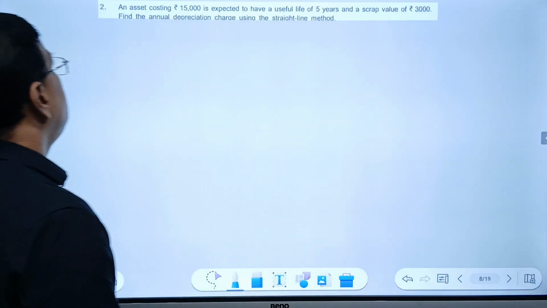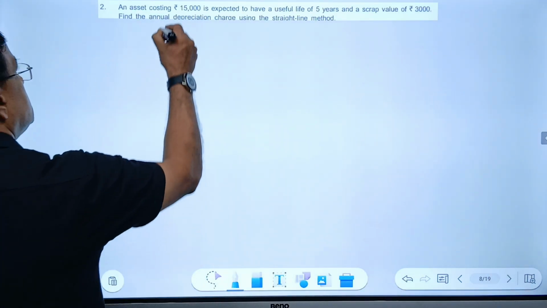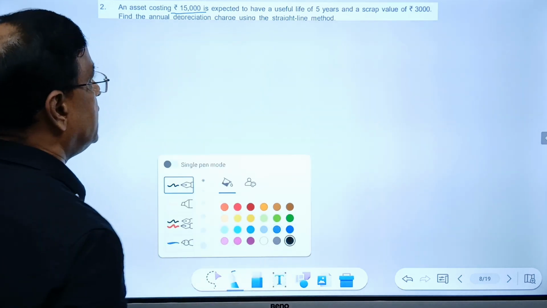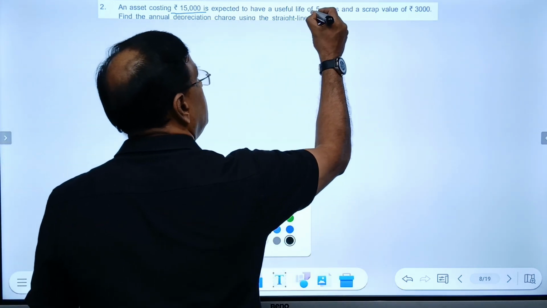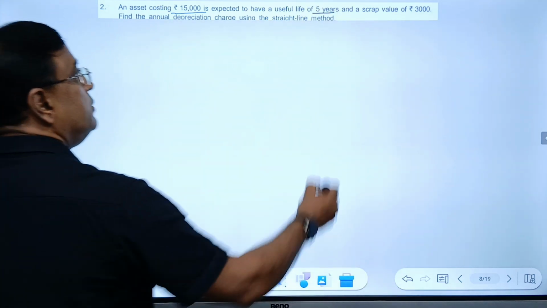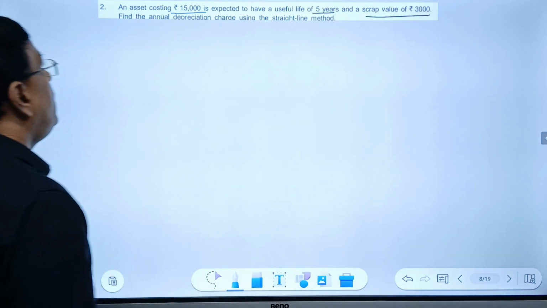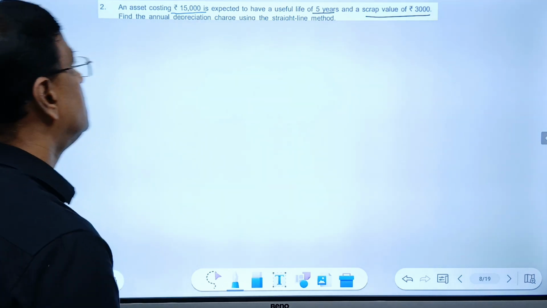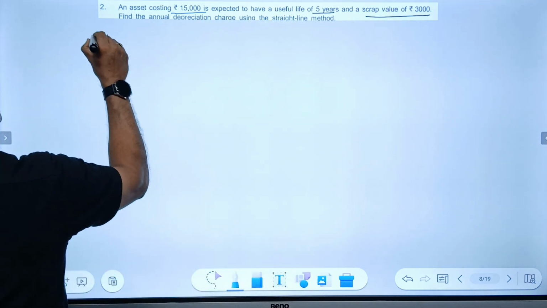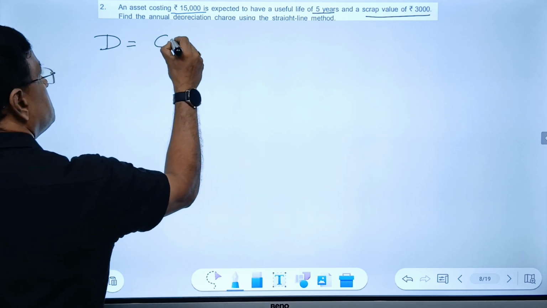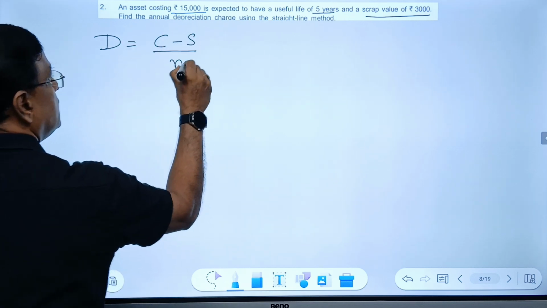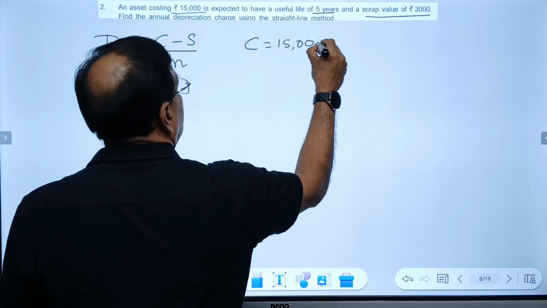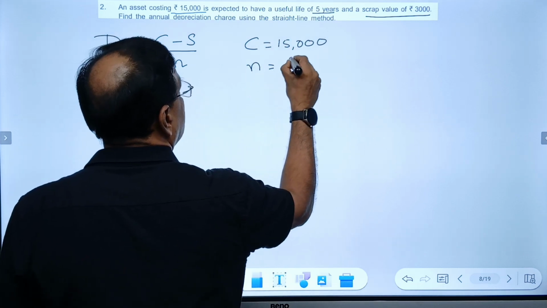Let's go to the next problem. Very simple. An asset costing 15,000 is expected to have a useful life of 5 years, and the scrap value is 3,000. Find the annual depreciation charges using the straight line method. So here depreciation is cost minus scrap divided by the useful life. Cost is 15,000, and my useful life is 5 years.